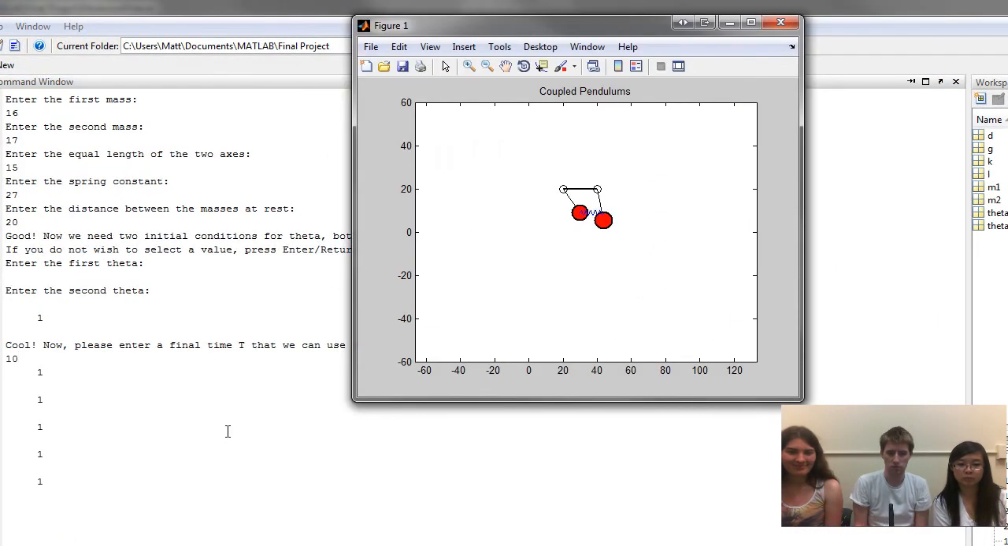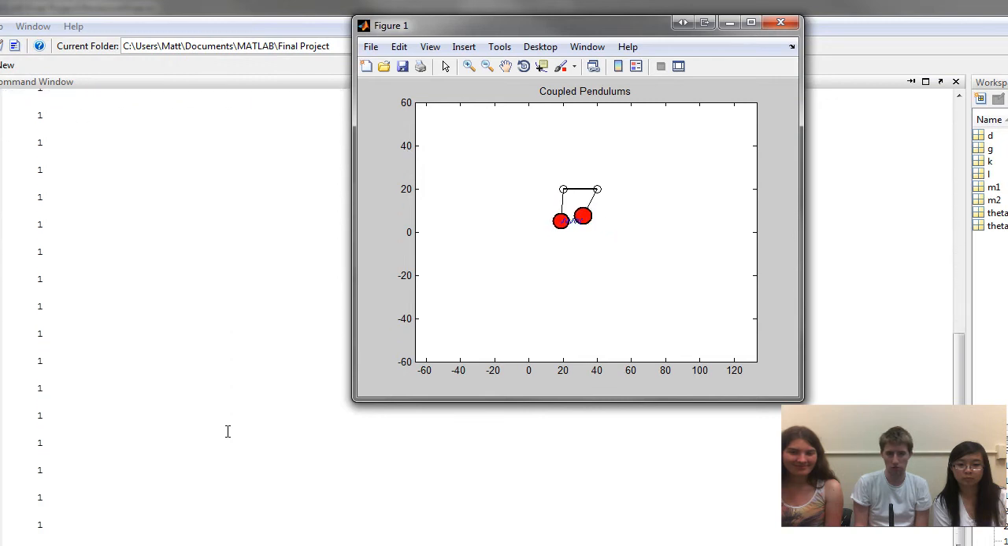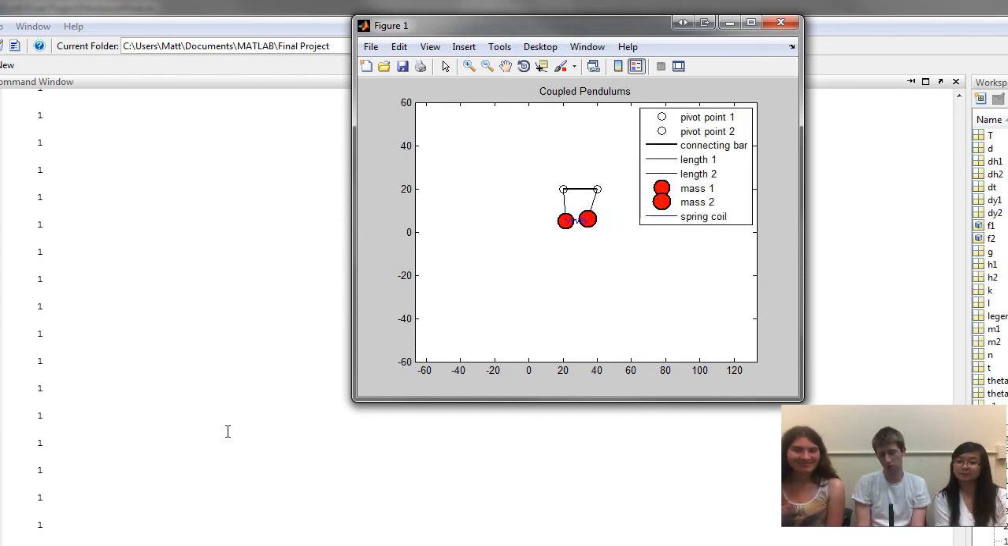And there we have it, the rotating springs. See how it flows very fluidly, like the real setup would. Beautiful. There we go. Oh, legend. There's the legend. Yeah. Of course.